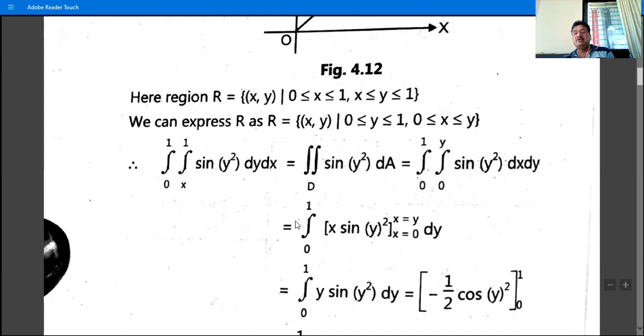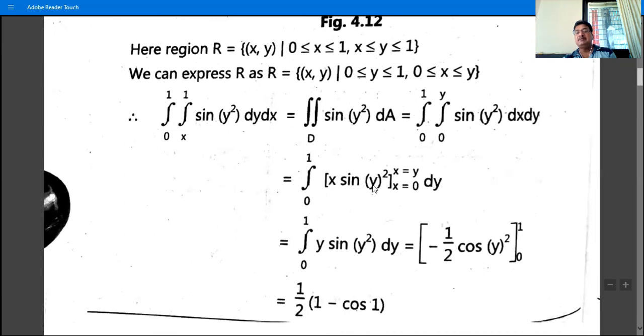This is the limit on y, actually 0 to 1. So value at the upper limit minus value at the lower limit. Substitute x as y, so we get y sine y square, and substitute x as 0, we get the answer 0. So the lower limit value is 0. So value at the upper limit minus value at the lower limit is this y sine y square. And now we have to integrate this with respect to y.